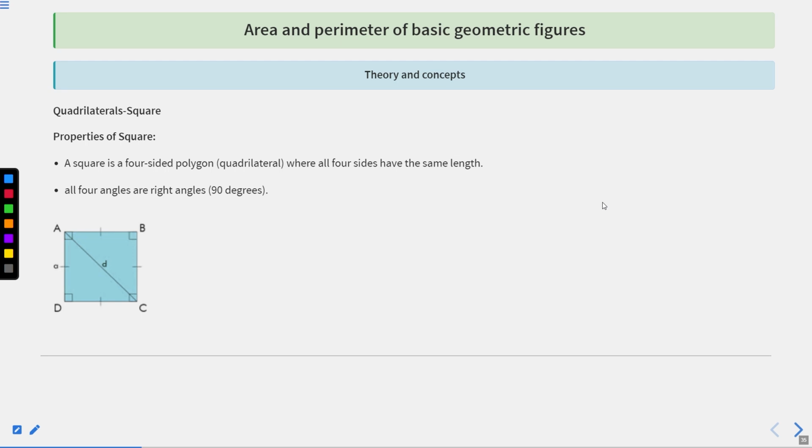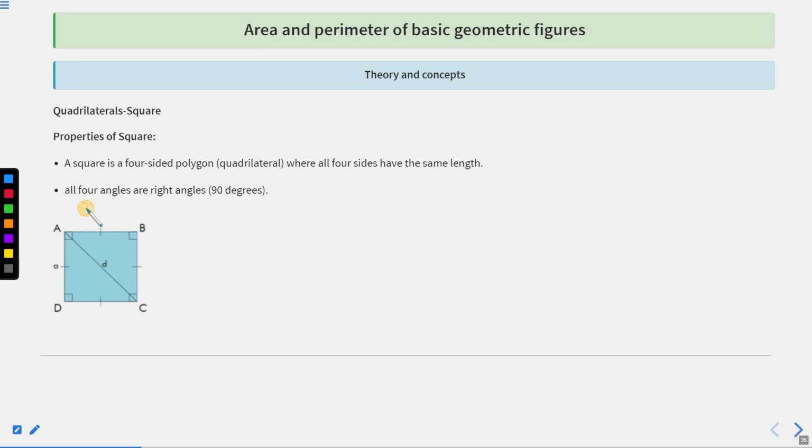So let us now talk about square. A square is a four-sided polygon or quadrilateral where all four sides have the same length. So a square is a quadrilateral and it has four sides: AB, BC, CD, and DA. And one more interesting thing to note is that all four sides are the same. In a rectangle, opposite sides were the same, but in a square, all four sides are the same.